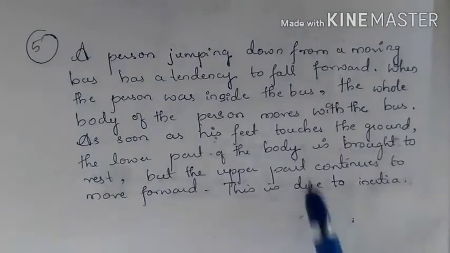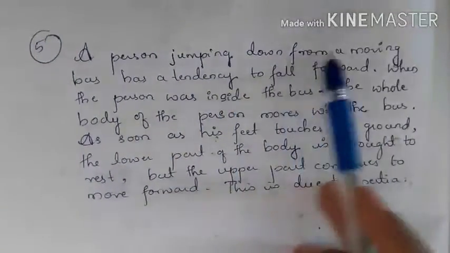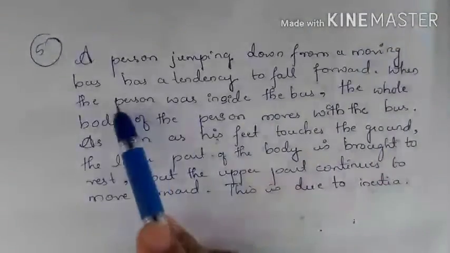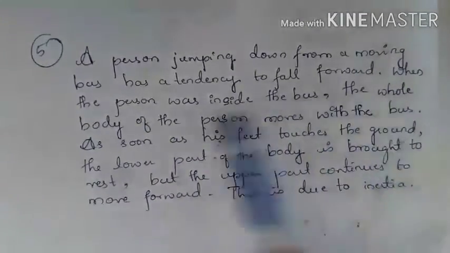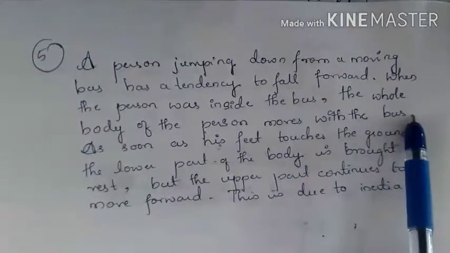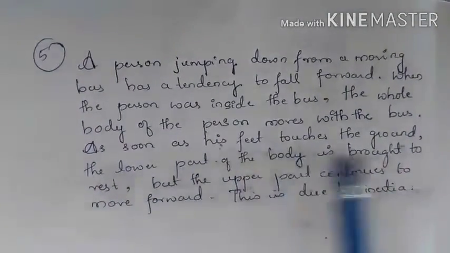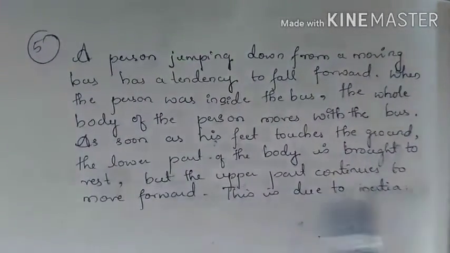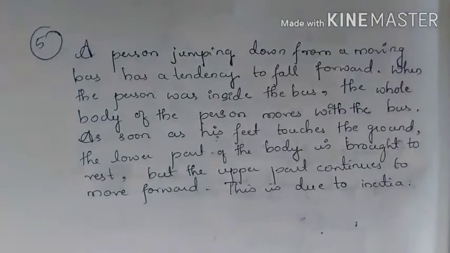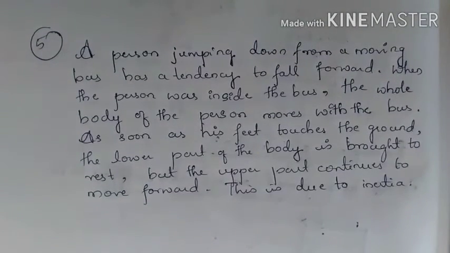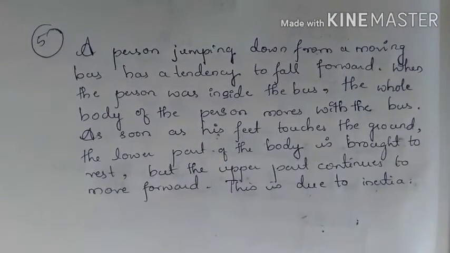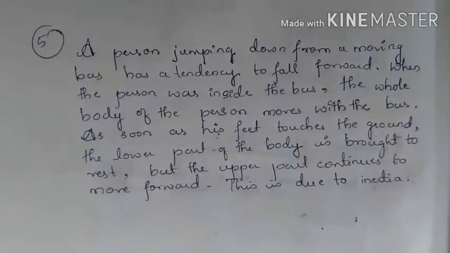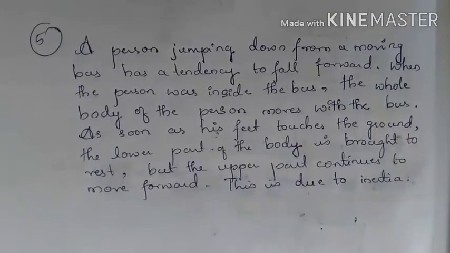So this is again the example for the inertia of motion. The next example is that a person jumping down from a moving bus has a tendency to fall forward. When a person was inside the bus, the whole body of the person moved with the bus. As soon as his feet touch the ground, the lower part of the body is brought to rest, but the upper part continues to move forward. So this is again an example for inertia. Hope you all have understood what is inertia. Try to understand this example also. I cannot draw and show this example.